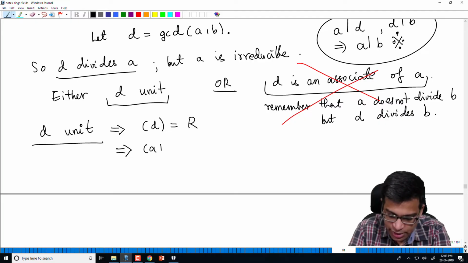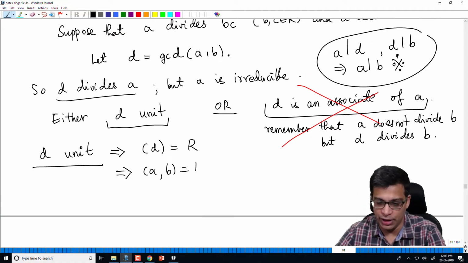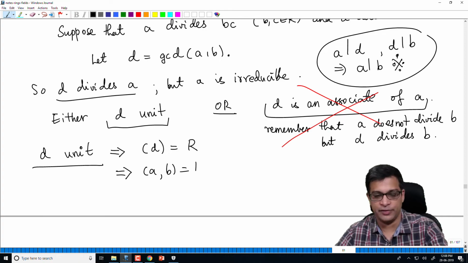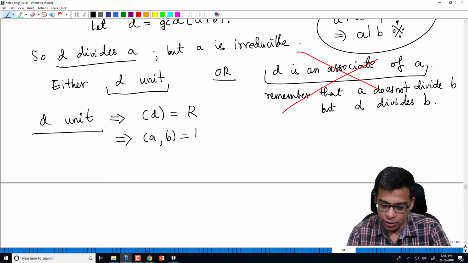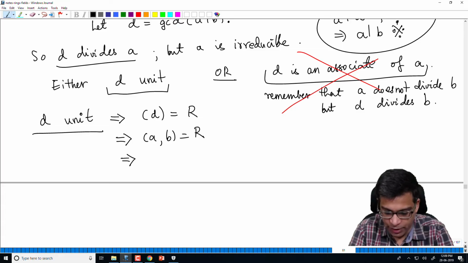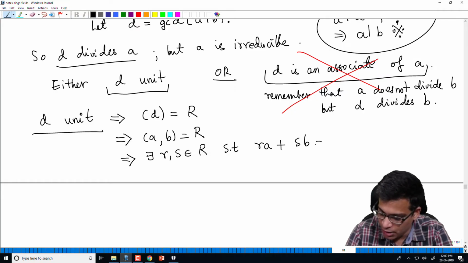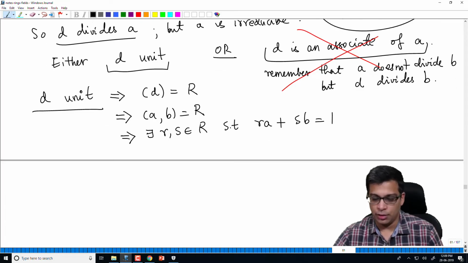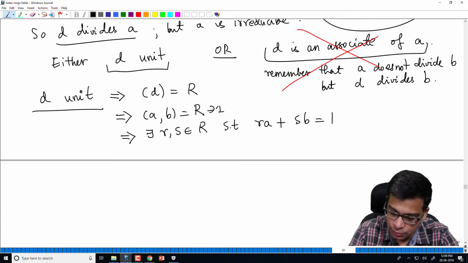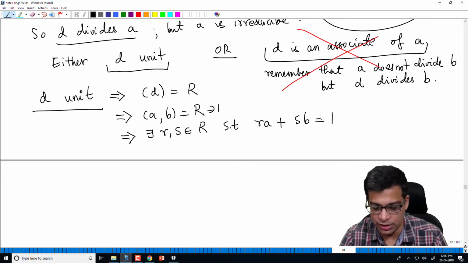But that means the ideal generated by A and B is 1. Right? Because D is the GCD of A and B. That means the ideal generated by A and B, by the previous proposition. How do you get the GCD? It is the generator of the ideal generated by A and B, which is R. So the ideal generated by A and B is R. That means there exist elements r, s in capital R such that RA plus SB is equal to 1. Right? Because 1 is an element of R. It is also simultaneously an element of the ideal generated by A and B.